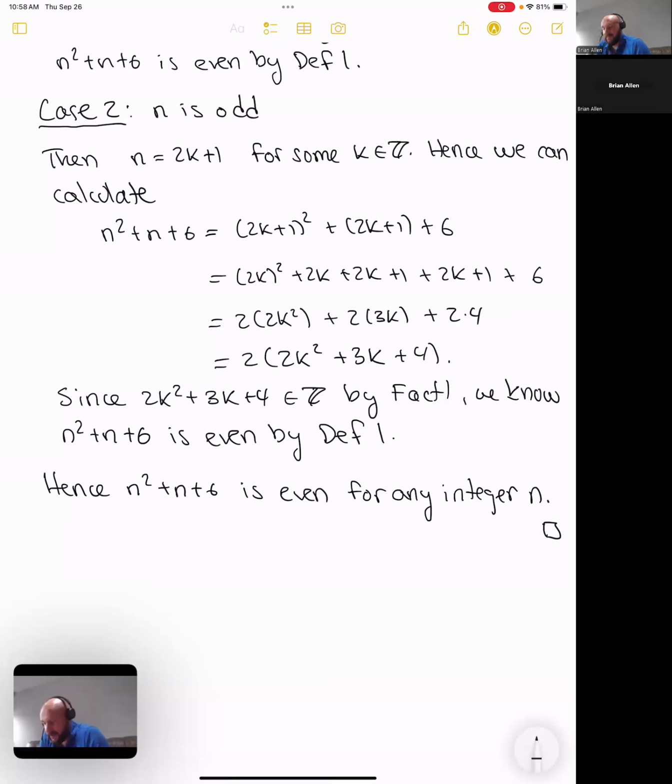Okay, good. So this is a very useful strategy, proof by cases, because again, in this case, it wasn't clear how to show that n squared plus n plus 6 is even to begin with. But as soon as we knew that n was even or n was odd, we knew what to do in the proof. So it was helpful to consider cases here.